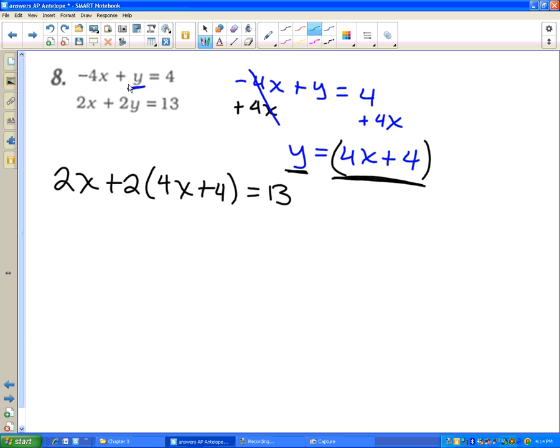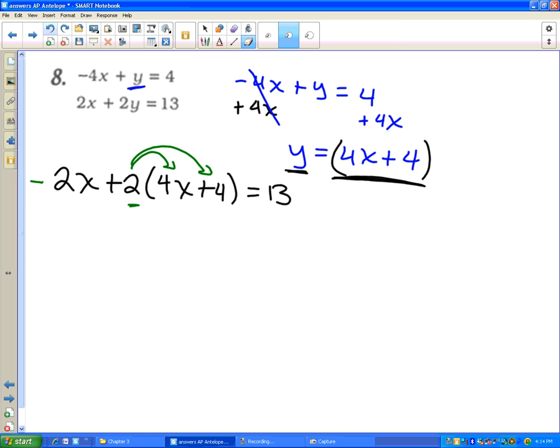What I want to do now is solve for x. I have one equation with one variable. Now it's repeated, but it is just one variable. The problem at this point is I have this 2 in front of the parentheses, so I'm going to distribute that 2 into the parentheses.